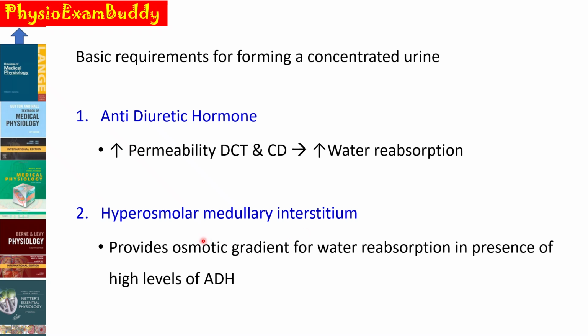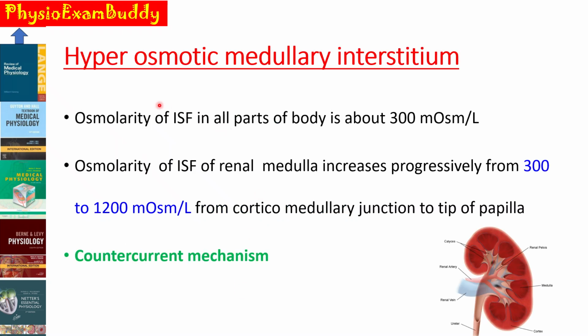Second one is the hyperosmolar medullary interstitium. This hyperosmolar medullary interstitium provides an osmotic gradient which aids the water reabsorption in the presence of high levels of ADH. So we will see how this hyperosmolar medullary interstitium is produced in the kidney.